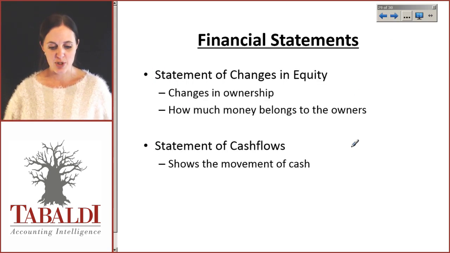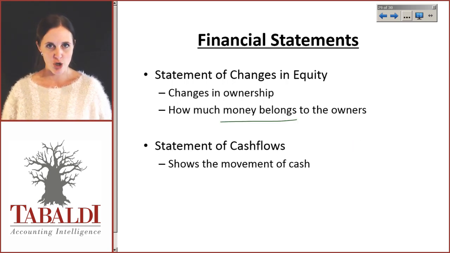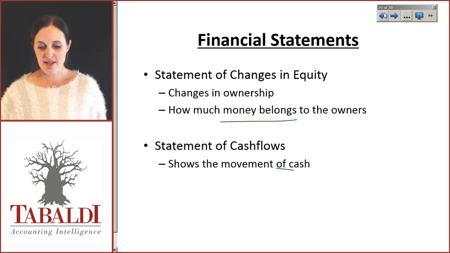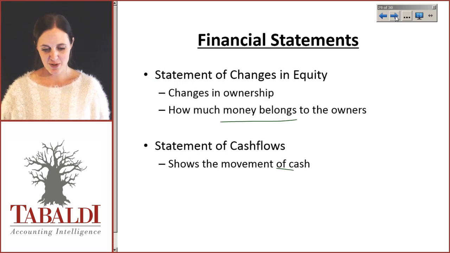We also have the statements of changes in equity, which indicates the changes in ownership and how much money belongs to the owners themselves. Again, we'll get into detail later. And the statement of cash flows shows the movement of cash within the business. So these are our main sets of financial statements: statement of profit or loss and other comprehensive income, statement of financial position, statement of changes in equity, and statement of cash flows.